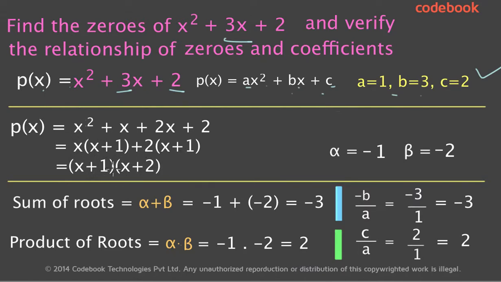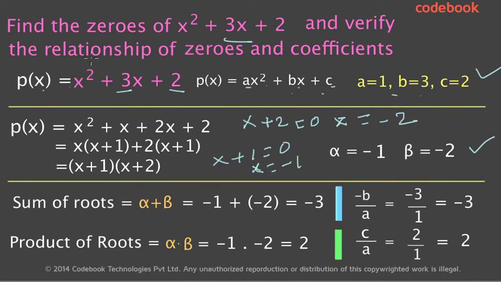So based on this, we can say the alpha of this polynomial is minus 1 and beta is minus 2, right? Because if you equate x plus 1 equal to 0, then x is nothing but minus 1. Similarly, x plus 2 is equal to 0, you will have x is nothing but minus 2, right? So these are the zeros of this polynomial. So let's take alpha as minus 1 and beta as minus 2. So you have found out the zeros of this polynomial. That was the first thing that was asked in this problem.